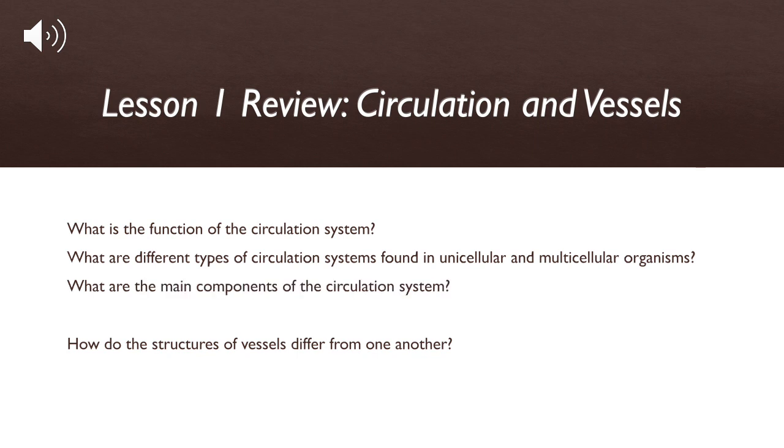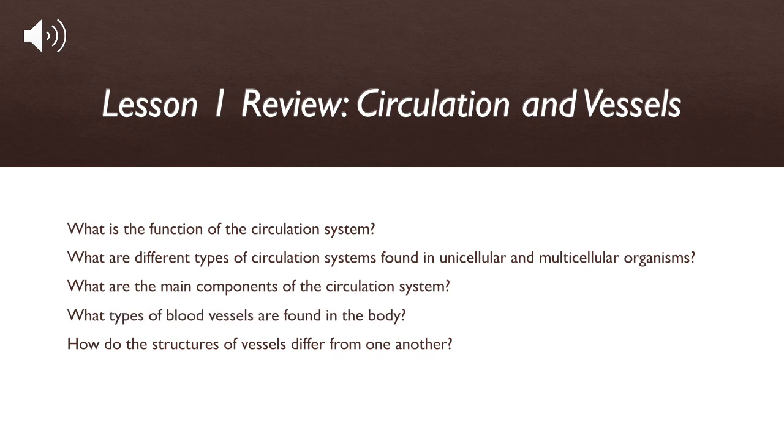What are the main components of the circulation system? We have our blood, vessels, and heart. We will go into further detail on blood and the heart later on in this unit. What types of blood vessels are found in the body? We have our arteries, which carry blood away from the heart, veins, which carry blood back towards the heart, and then we have capillaries, which is a site of gas exchange in our tissues.